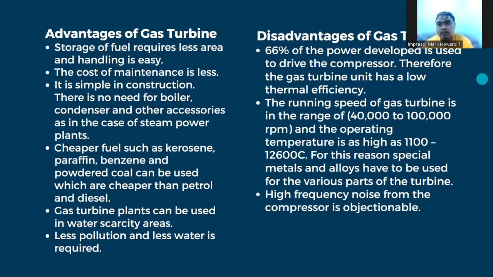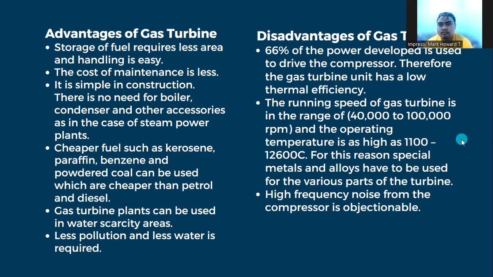66% of the power developed is used to drive the compressor. Therefore, the gas turbine unit has a low thermal efficiency. The running speed of a gas turbine is in the range of 40,000 to 100,000 revolutions per minute, and the operating temperature is as high as 1,100 to 1,260 degrees Celsius. For this reason, special metals and alloys have to be used for the various parts of the turbine, which is medyo costly siya. Dun lang mamahal. And next, the high frequency noise from the compressor is objectionable.